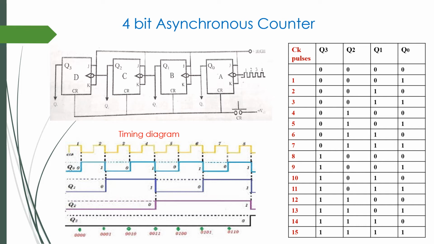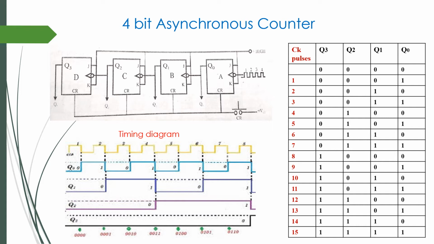Both inputs J and K of each flip-flop are connected to logic 1, that means high. All the flip-flops are negative edge triggered flip-flops. Each flip-flop will change its state at the negative edge of the clock. Assume the outputs are cleared to 0000 by using the clear switch.